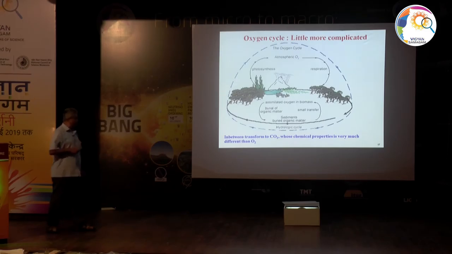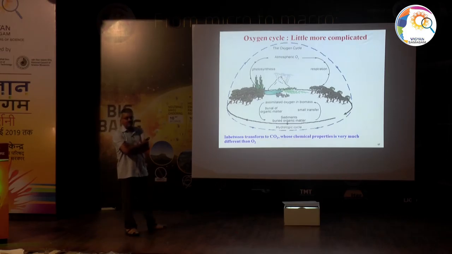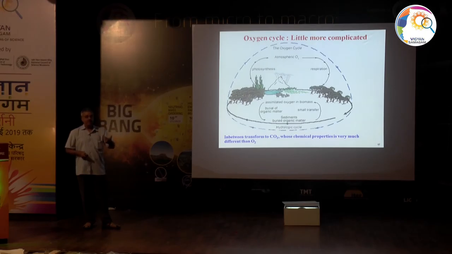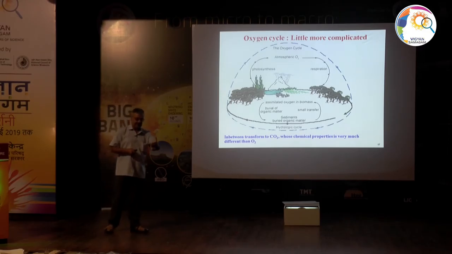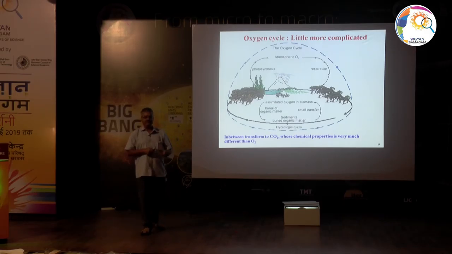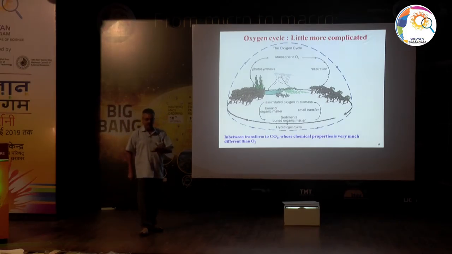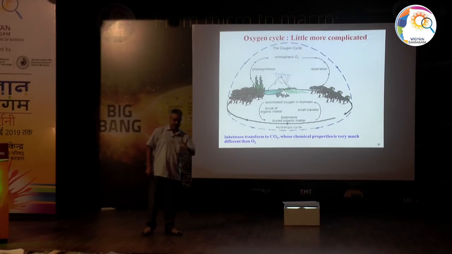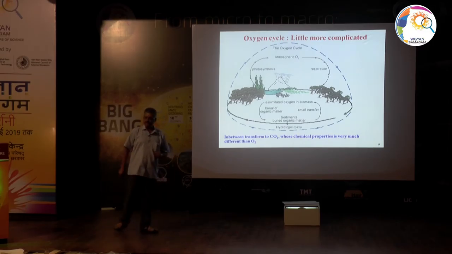But if you go a little further, take the oxygen cycle. We have oxygen, and when you breathe the oxygen, we produce carbon dioxide. In this cycle the oxygen becomes carbon dioxide. And again, through photosynthesis, this carbon dioxide is taken and it becomes oxygen. So even though the total oxygen is conserved, sometimes this oxygen becomes carbon dioxide, and its properties can be completely different.